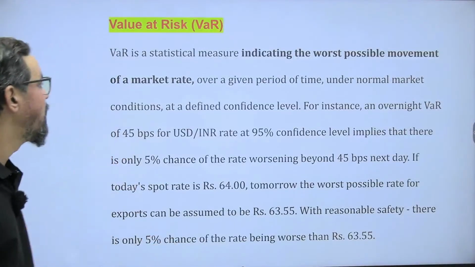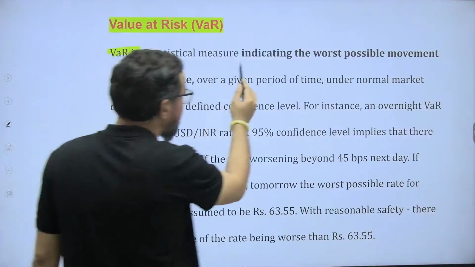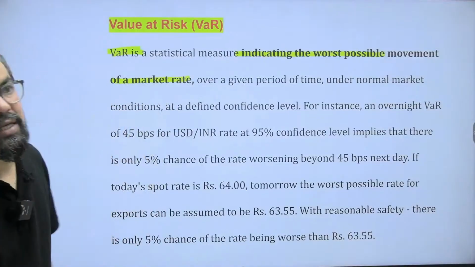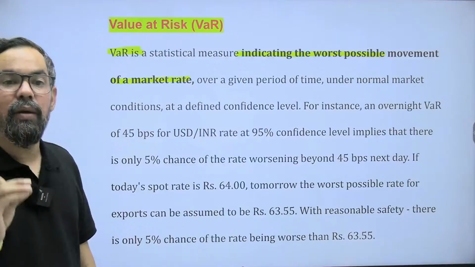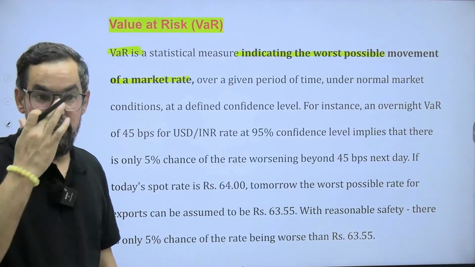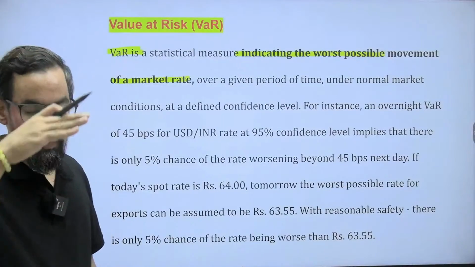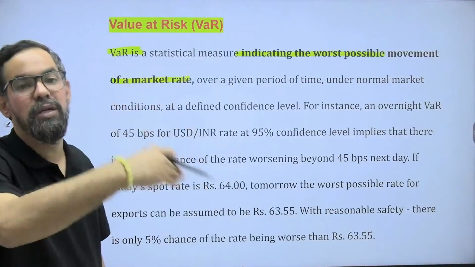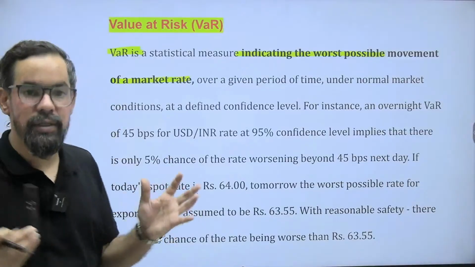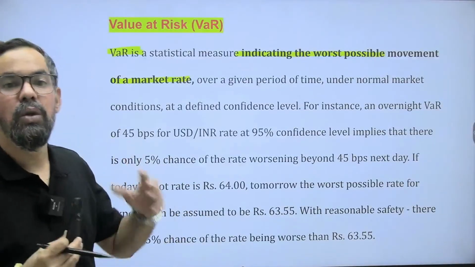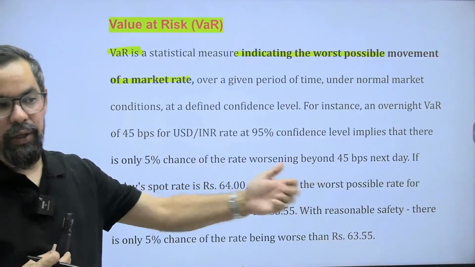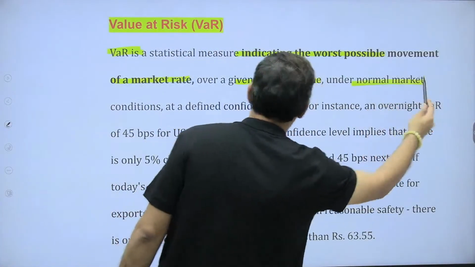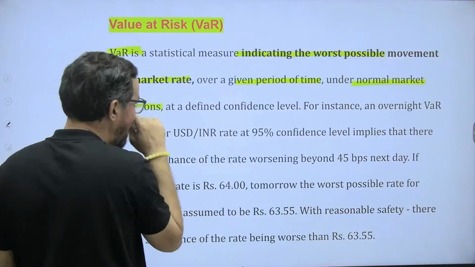This is very important. Please read this particular one carefully. VAR is a statistical method which indicates the worst possible movements of market rate. Let's say our portfolio size is 100 crore rupees, and if you're calculating 1 day VAR, it means 24 hours. So what can be the worst scenario? What can be the worst negative side for this particular portfolio within 24 hours? Or if it is for 1 week or 1 month or 3 months. So VAR is a tool or a financial model which helps us to know the worst cases, over a given period of time, like 1 day, 1 week, 10 days, under a normal market condition at a defined confidence level.